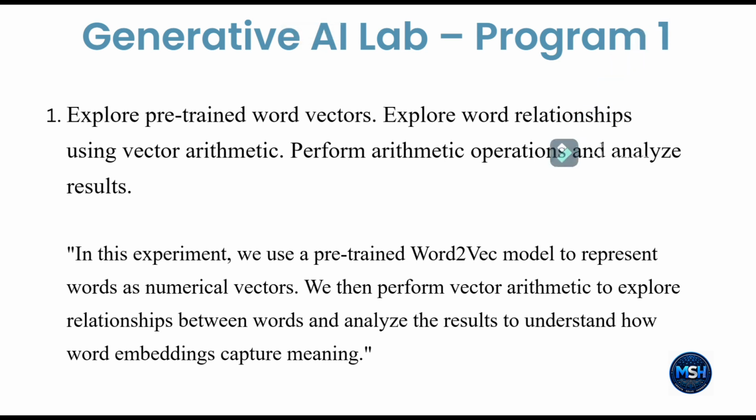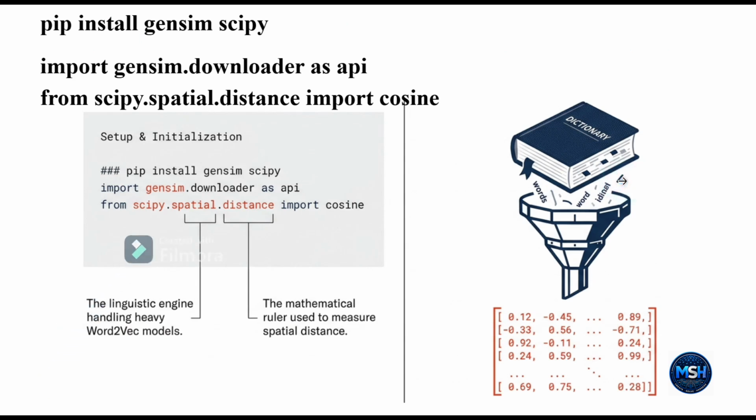In short, we can summarize the question. In this experiment, we use a pre-trained word2vec model to represent words as numerical vectors. We then perform vector arithmetic to explore relationships between words and analyze the results to understand how word embeddings capture meaning. Now we want to move on to the program and a step-by-step explanation of the code.